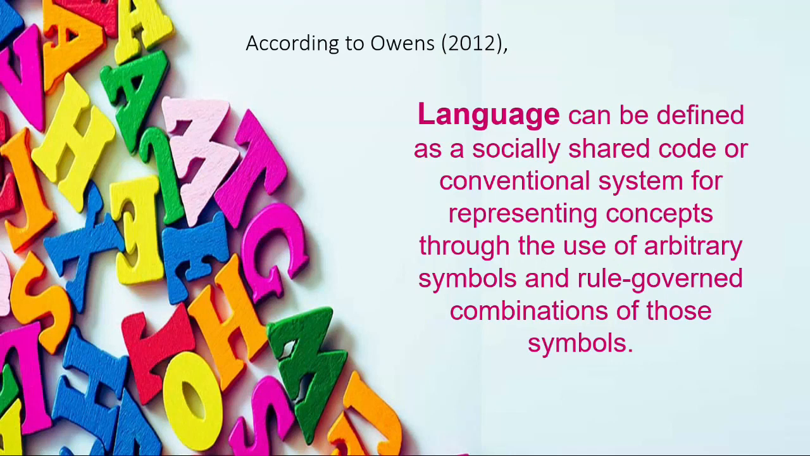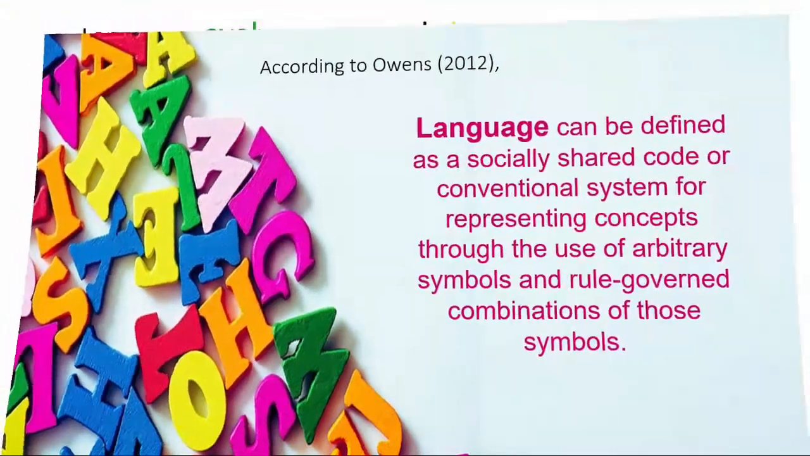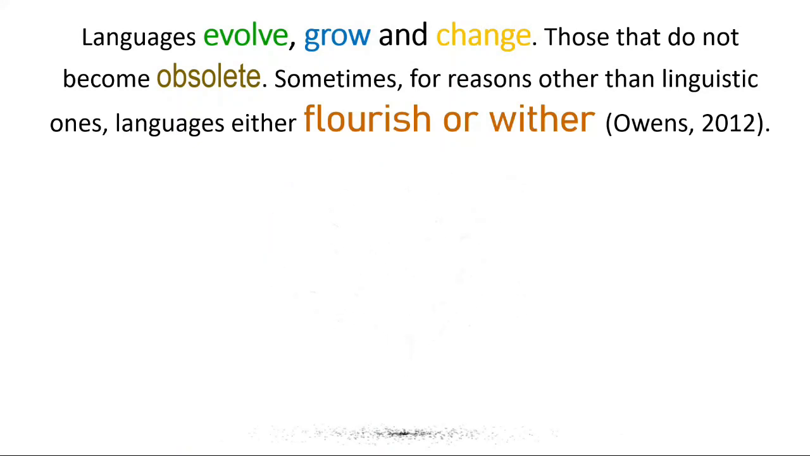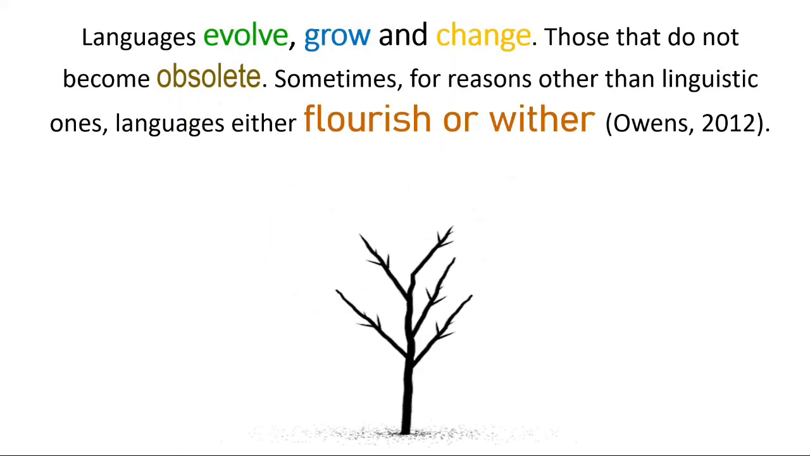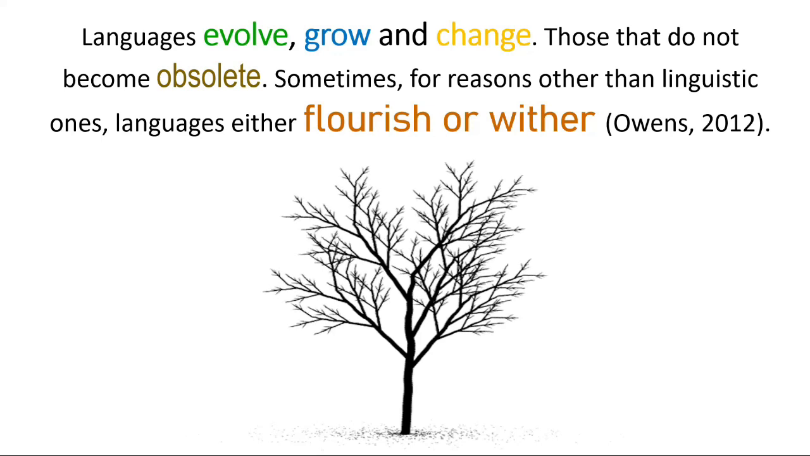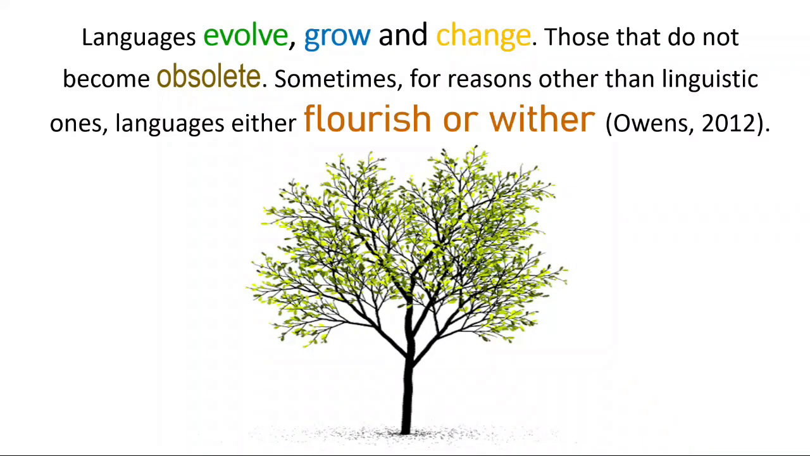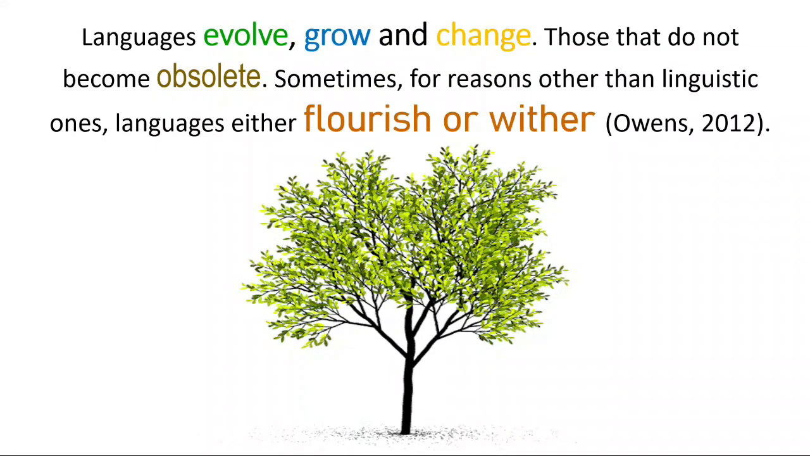Thus, not following these rules may lead to miscommunication. Say, someone has mispronounced a word or committed a grammatical error. That someone could be misunderstood at the end of the day, or worse, it could result in a conflict. So, furthermore, languages evolve, grow, and change. Those that do not become obsolete. Sometimes, for reasons other than linguistic ones, languages either flourish or wither.